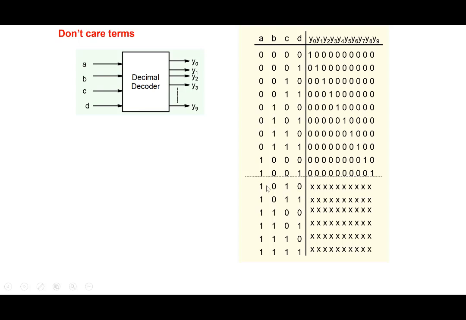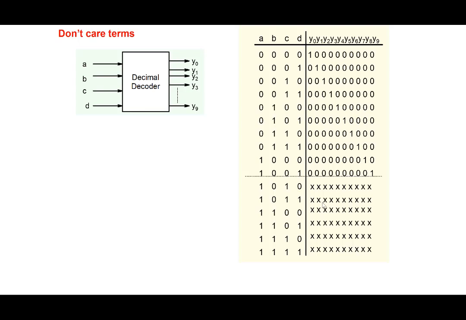So for example, if ABCD happens to be 1010, we don't really care what happens here. y0 could be 0 or 1. Don't care means it doesn't really matter for my system whether y0 is 0 or 1, so it could be anything. Similarly, if it is 1011, I don't care, it could be anything. So the don't care state is represented by X here. It could be 0, it could be 1, it's up to you.